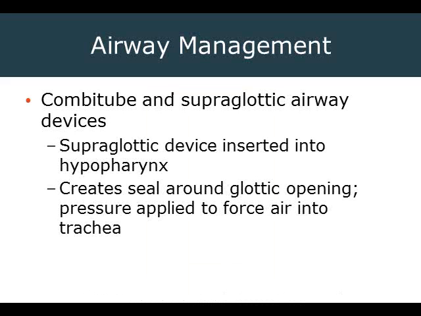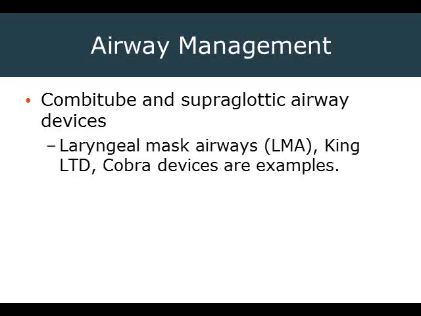So the combi tube, or the supraglottic airway, is inserted into the hypopharynx. The advantage to the King is it's one balloon to inflate. We don't have to worry about the two balloons. It's one balloon to inflate, and it inflates both cuffs at the same time. So it creates a seal around that glottic opening. It's not as far up in the mouth as the combi tube is. It's just right above the glottic opening, and then right below it in the esophagus.